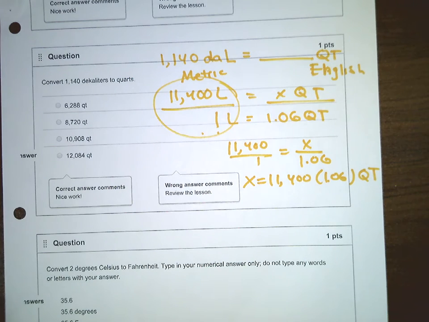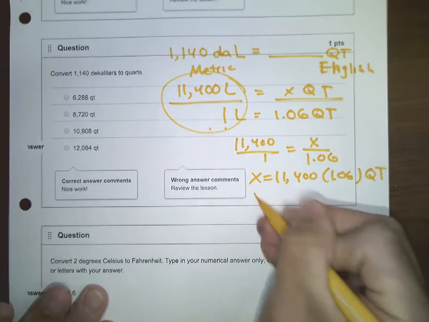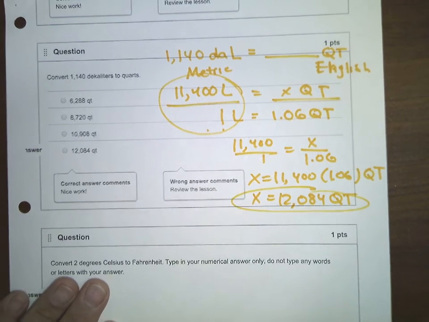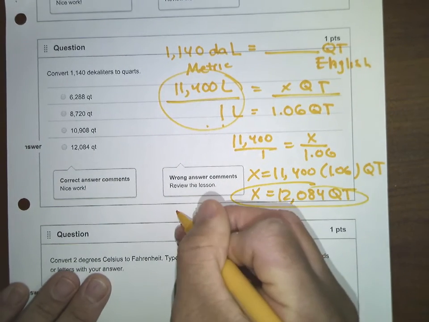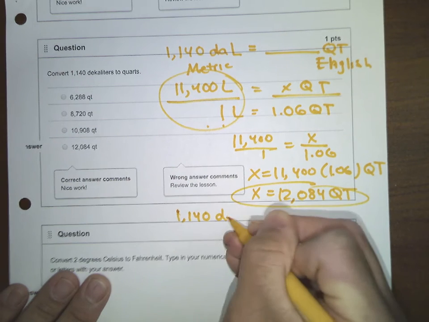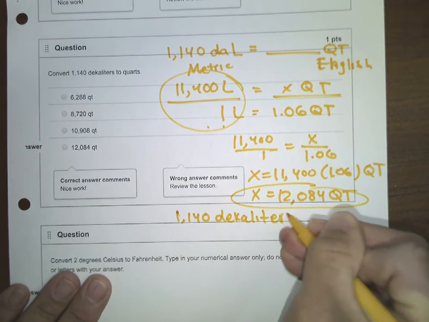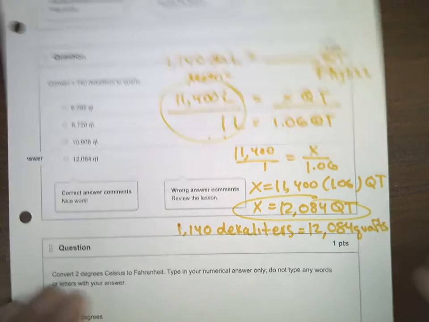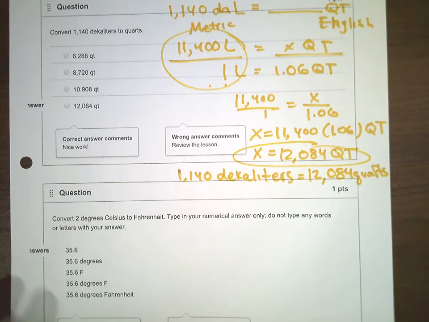So 11,400 times 1.06, this is going to be X is 12,084 quarts. So what I'm actually saying is that the 1,140 deciliters is equal to 12,084 quarts. What a time to be alive. That is a lot of quarts to deal with. All right, so let's try another one here.